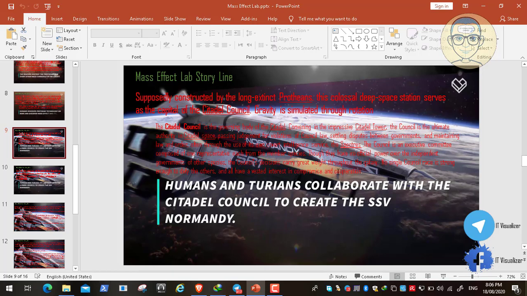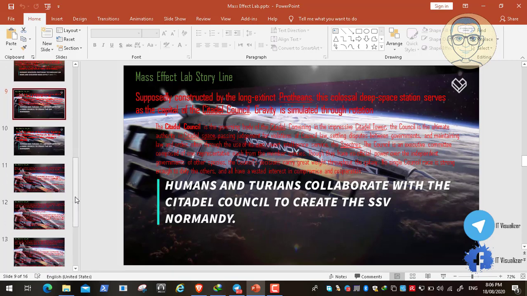Okay, so now the humans have reached the Citadel, they have cooperated with the Turians, and they build their first spaceships to discover the universe. So to this point this is good, and still the Reapers are in deep sleep.